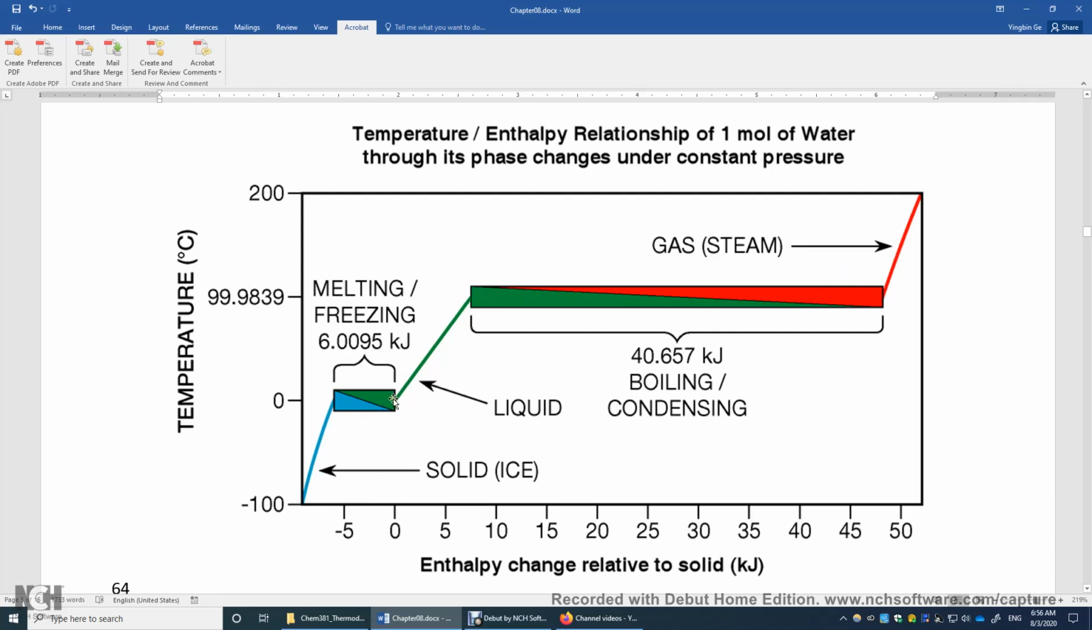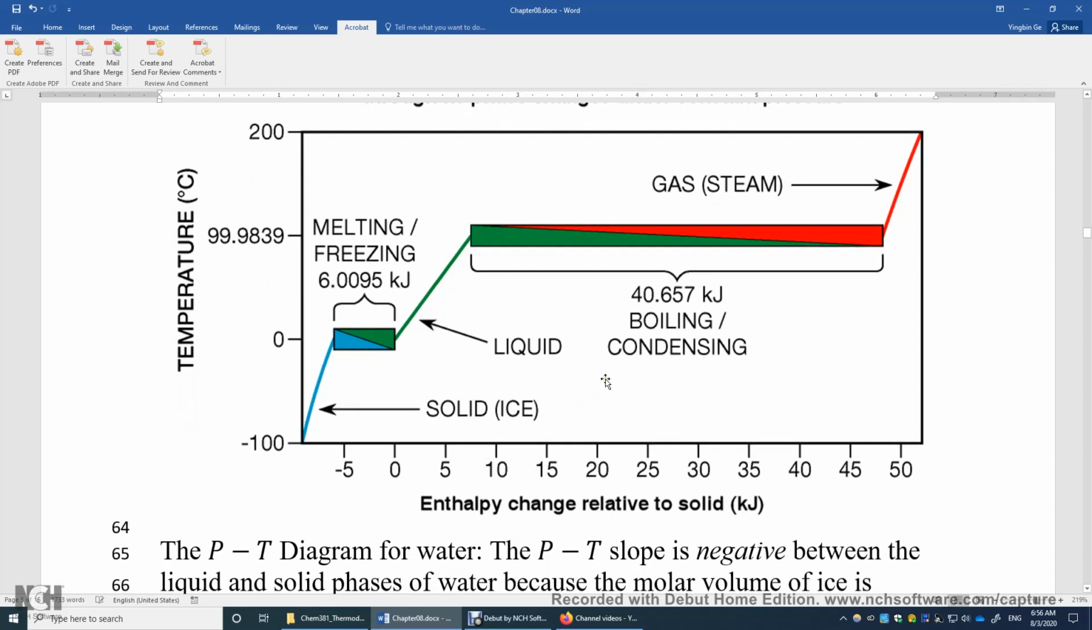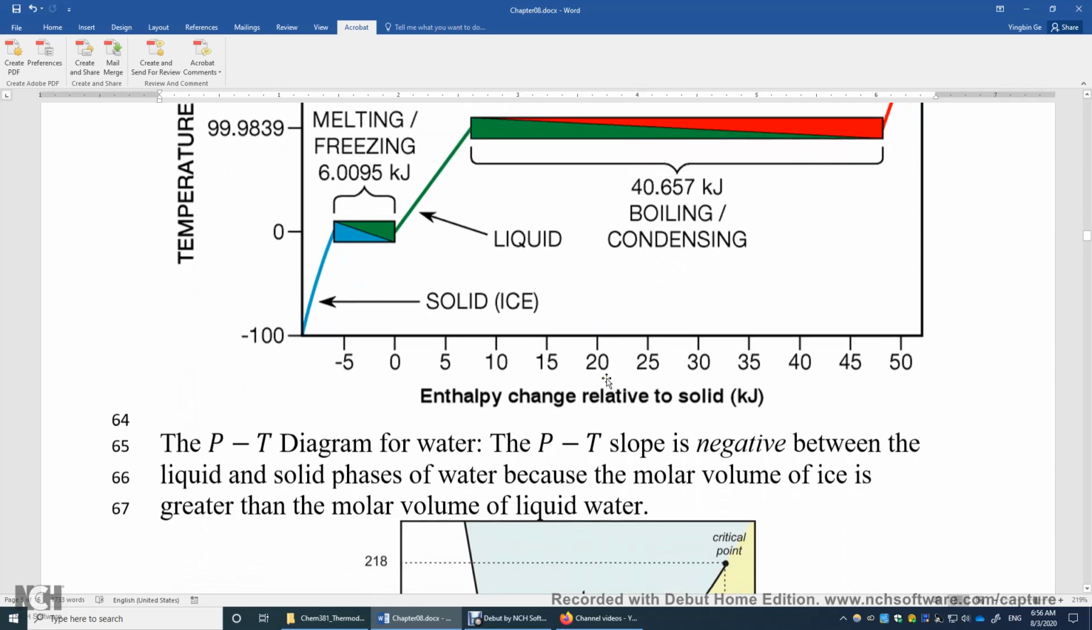And over here, what's the physical meaning of this range? That's the enthalpy of fusion. This wider range, that's the enthalpy of vaporization. So you can look at this, it's roughly 6, that's the enthalpy of fusion. Look at this range, I think it's about 41, that's the enthalpy of vaporization.